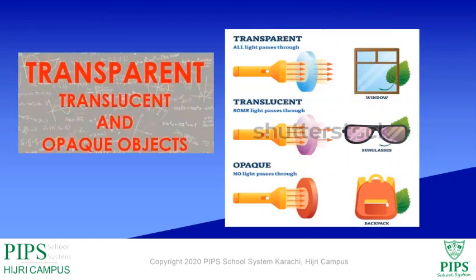So transparent, translucent and opaque objects are: transparent, all light passes through; translucent, some light passes through; and opaque, no light passes through. You can see the diagram also. Light can pass through a window, so a window is a transparent object. Some light can pass through sunglasses, so sunglasses are translucent objects. No light passes through a bag or wood, so bag and wood are opaque objects.